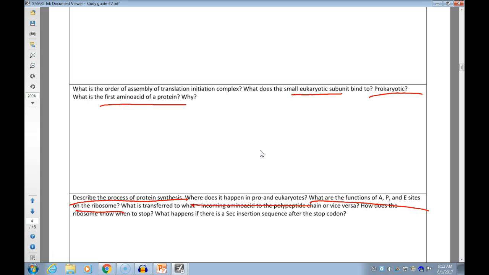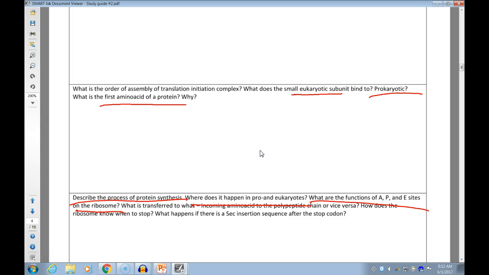Where does it happen in prokaryotes and eukaryotes? As already mentioned, in prokaryotes in the cytoplasm, in eukaryotes in the cytoplasm and endoplasmic reticulum. That's where the ribosomes are. What is transferred to what?